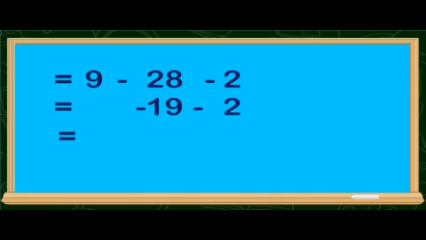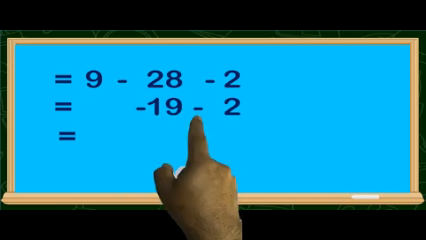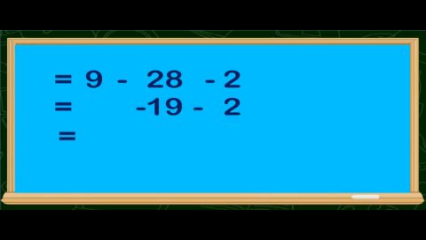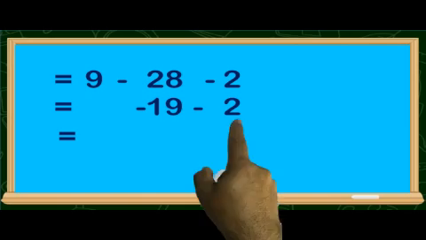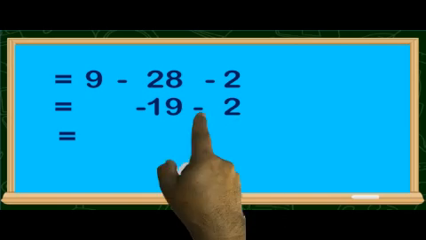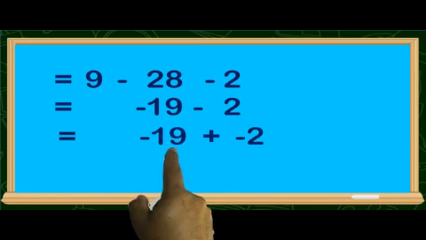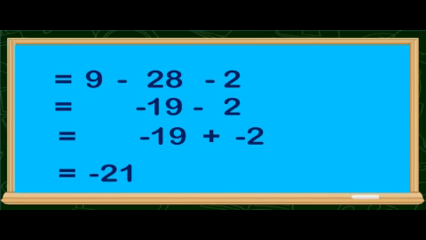What is our next step? It says here, negative 19 minus positive 2. Anong gagawin natin pag may subtraction? Change the sign of the subtrahend and change the operation from subtraction to addition. Negative 19 plus negative 2 is equal to negative 21.